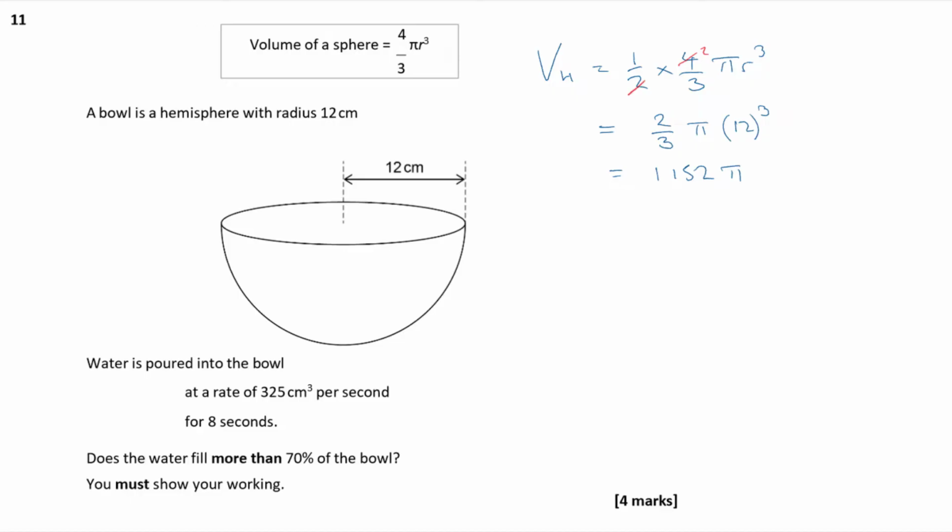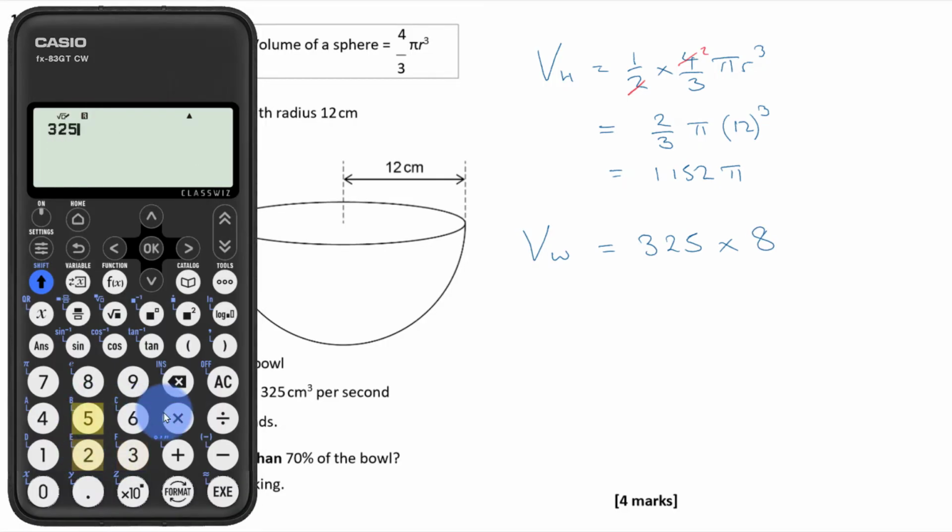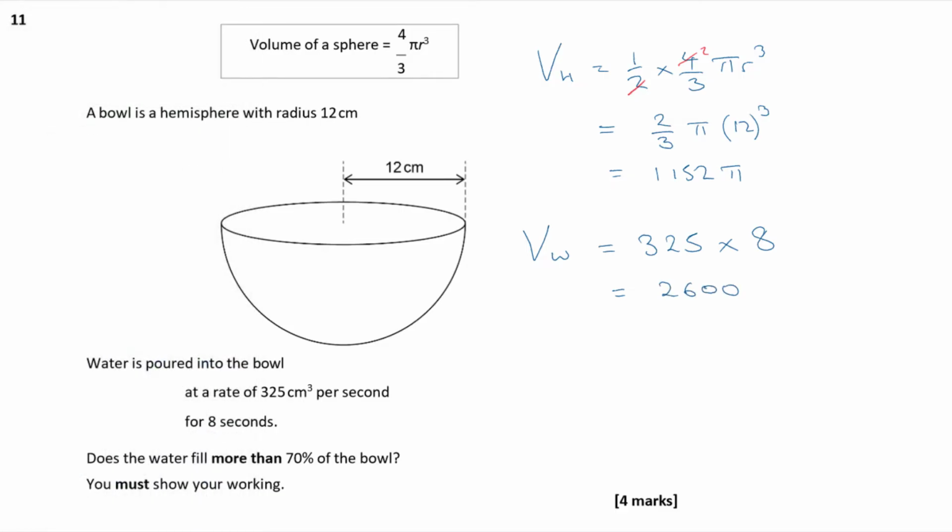So how much water goes in then? So the volume of water that goes in is just going to be the number of seconds that water was going in multiplied by the amount that's going in every second, isn't it? So that's 325 times 8. So 325 times 8, that gives me 2,600 cubic centimeters.